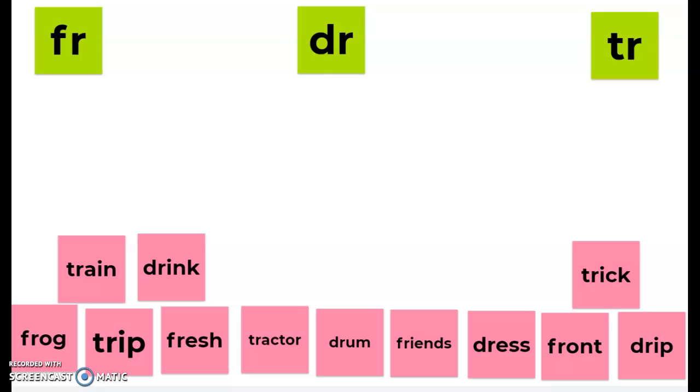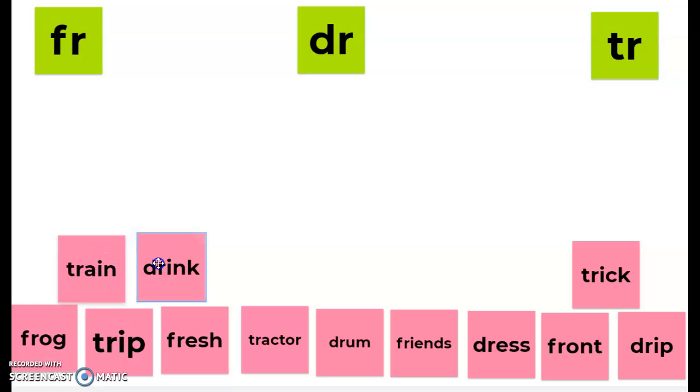Today we're going to be doing some more consonant cluster review, and we're going to focus on the consonant clusters FR that says fr, DR that says dr, and TR that says tr. So we have fr, dr, and tr. We're going to read these words, and I want you to think about what you notice about the words and what sounds you hear at the beginning of each of them.